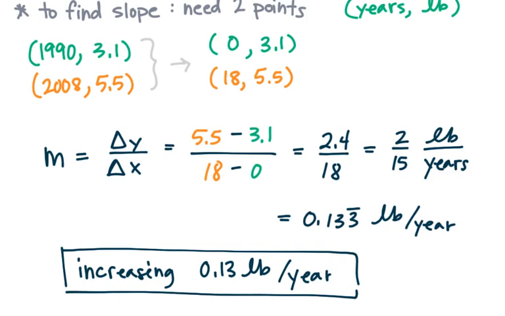Right, so the consumption is increasing, and that should make sense because we are learning more about health and we are becoming healthier people. So we know we need to eat more broccoli. All right, let's look at one more example.